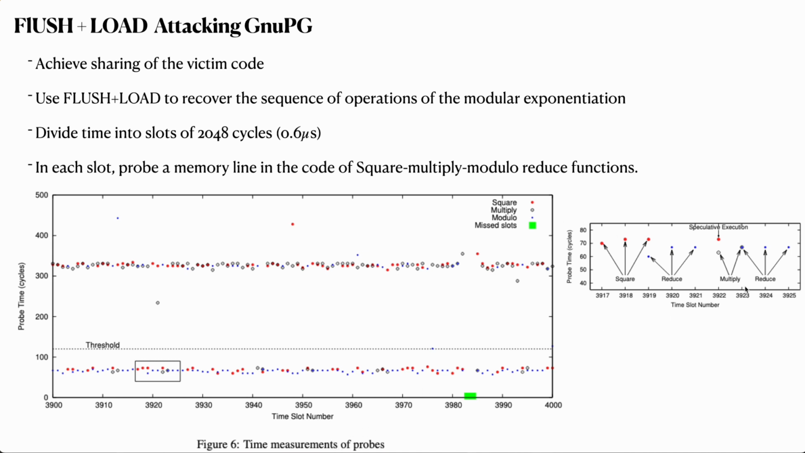And here is a zoom in of the time slots. We can see a sequence of square, reduce, multiply, and reduce. That indicates that during these time slots, the victim was processing a set bit.